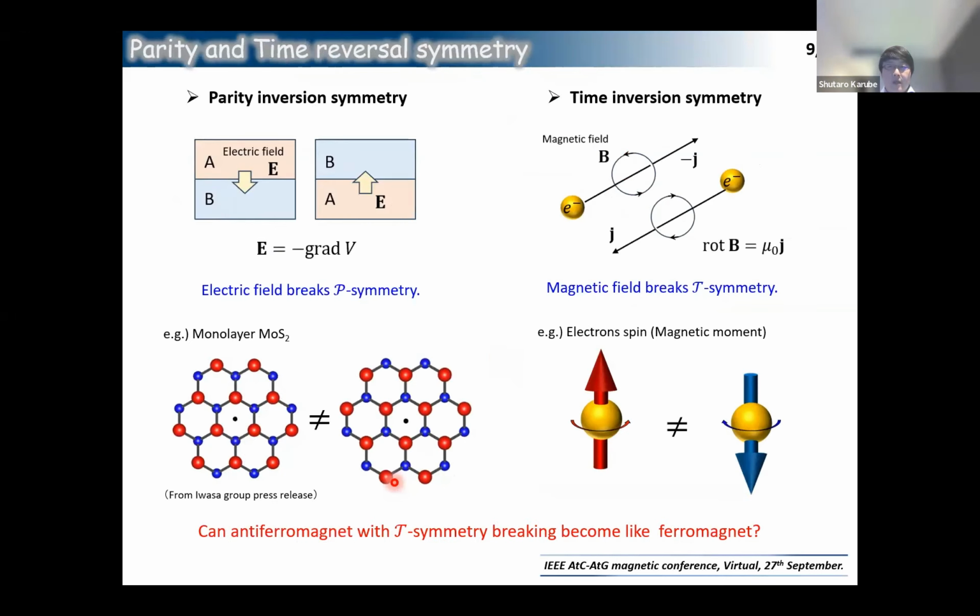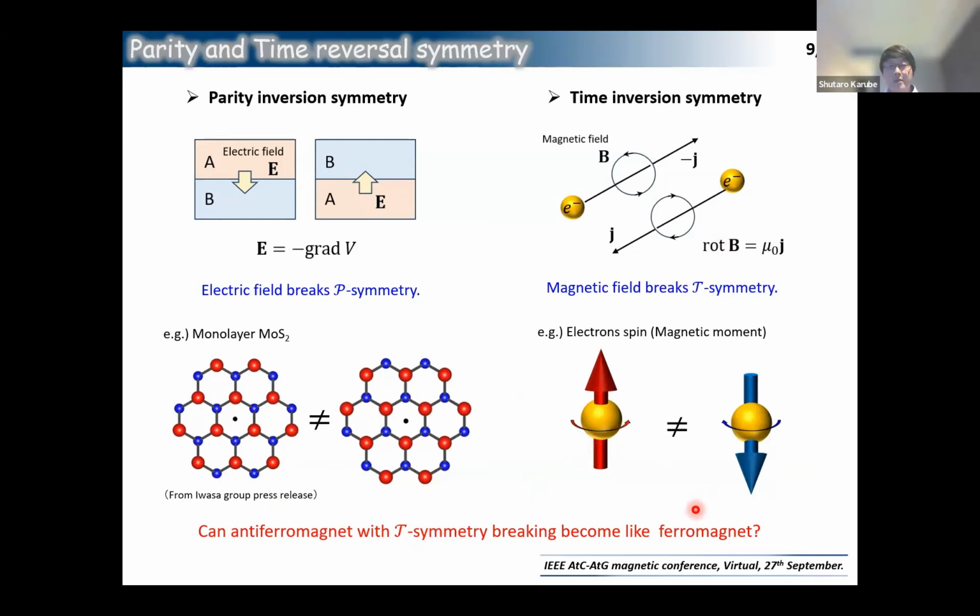To maintain the characteristics of the antiferromagnetic coupling, while making the material exhibit ferromagnetic-like properties, it's essential to consider symmetry arguments, particularly regarding parity and time reversal symmetry. The electric field and the magnetic field play a significant role in the breaking of these symmetries. As is well known, the electric field breaks parity reversal symmetry, and the magnetic field breaks time reversal symmetry. This understanding can be easily grasped through analogies, such as considering heterostructures of dissimilar materials, or thinking about Ampere's law. Examples of these effects are observed in various material systems, as shown here.